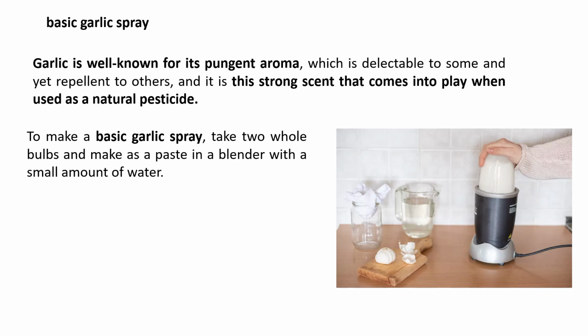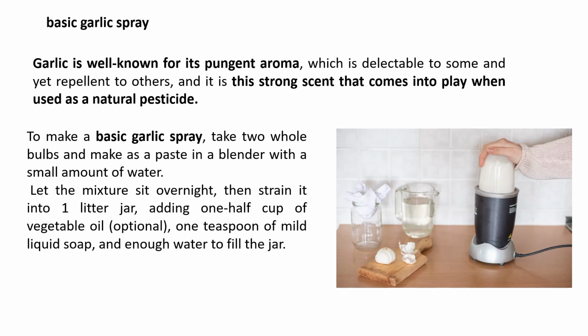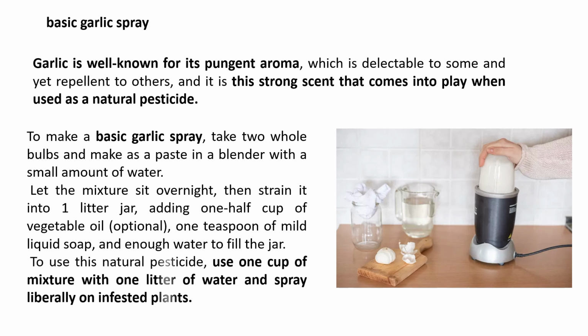Take 2 whole bulbs and make a paste in a blender with a small amount of water. Let the mixture sit overnight, then strain it into a 1 liter jar, adding one half cup of vegetable oil, which is optional, 1 teaspoonful of mild liquid soap, and enough water to fill the jar to 1 liter. To use this natural pesticide, mix 1 cup of the mixture with 1 liter of water and spray liberally on the infected plant. When the pest is already there, you can spray this and they will just be repelled and sent out of that particular plant. So it will be saved.